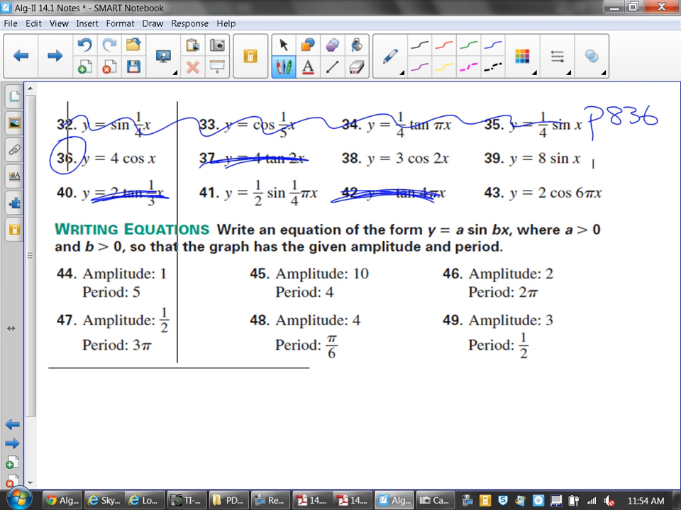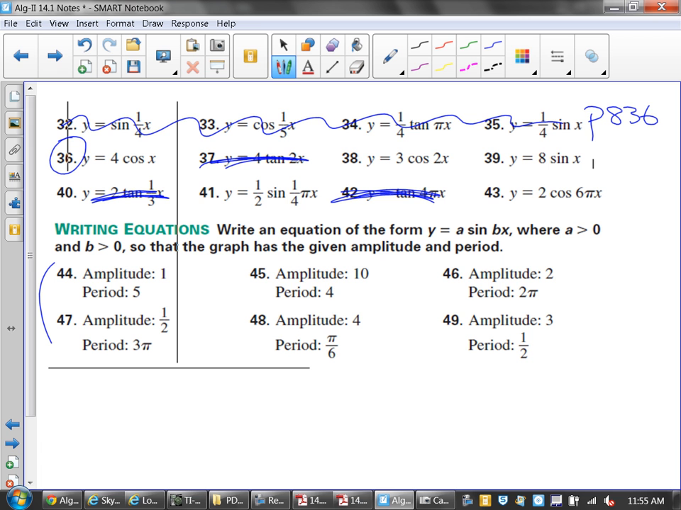Oh wow, so it's like 4 questions. So it's 5 graphs, basically 36, 38, 39, 41, 43. And then 44 through 49, I want you to write the equations out. What you're doing there is you're writing the equations given the amplitude and the period for sine. Those are all for sine.